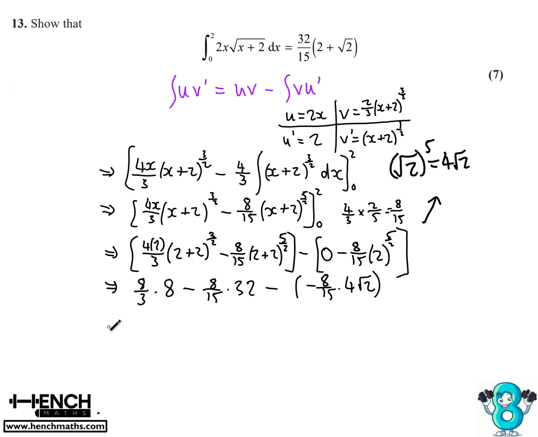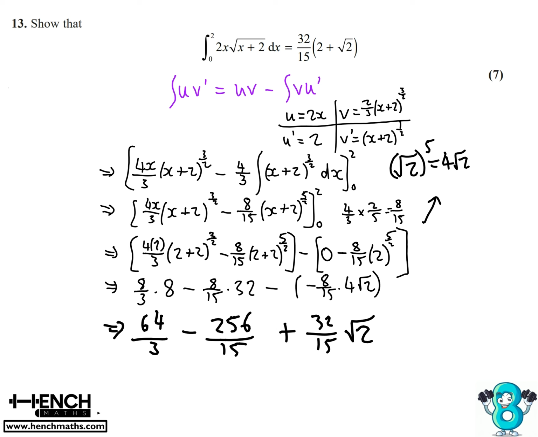So let's sort these fractions out. So we've got 64 over 3. 32 times 8 is, so 240 plus 16 is 256 over 15. And then 4 times 8 is 32, so you've got the double negative, so you've got positive 32 over 15 root 2. Do use a calculator.